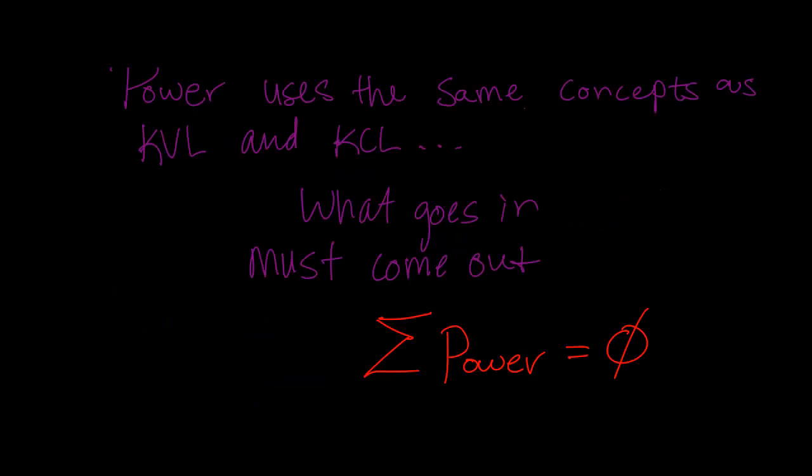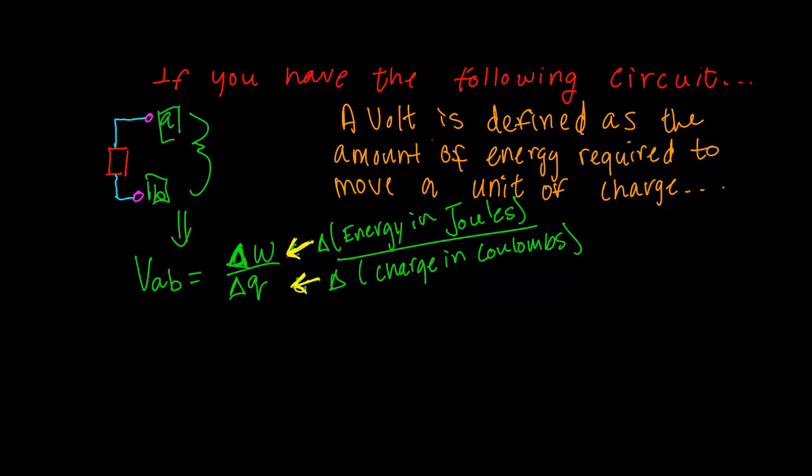Now, basically, power is going to use the same concepts as your voltages and your currents. Basically, what comes in must go out. The sum of all powers is going to be equal to zero. Now, if you have the following circuit, you have a voltage at A and you have a voltage at B here.